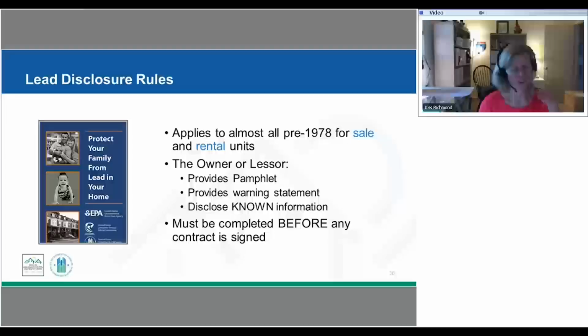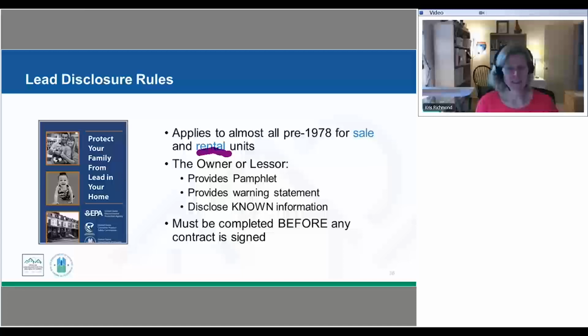But the purpose of the disclosure rule is to provide information about lead-based paint and lead-based paint hazards, and to share records and reports about any unit or common area that's servicing the unit. So our common areas, these are our hallways, the laundry room, any exterior surfaces of the building, play areas. So we're looking at the unit and the common areas. You'll also need to disclose if there's no knowledge of lead. So this applies to almost all pre-1978 for sale and rental units.